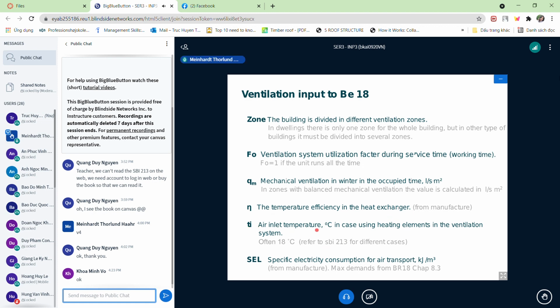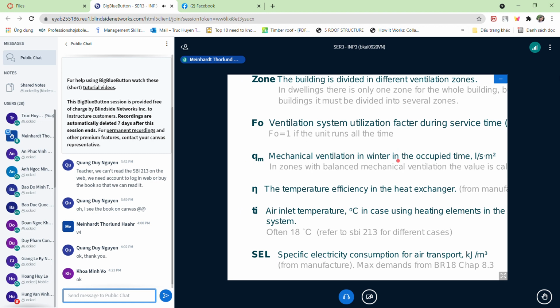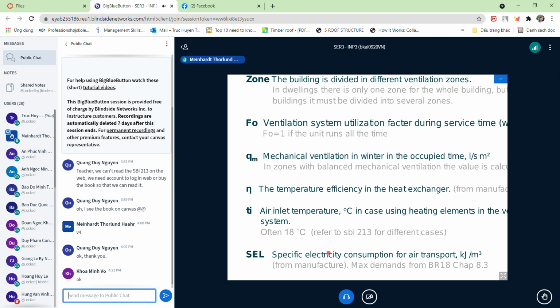Ti is the inlet temperature in degrees Celsius in case of heating elements in the ventilation system. It's a bit weird, this one, because it asks what the inlet temperature is. In most cases, it's going to be 18 degrees. But basically, look into the SPI 213 for different cases. Then we have the SEL factor. I can't really get to the bottom of this one. Specifically, electricity consumption for air transport.